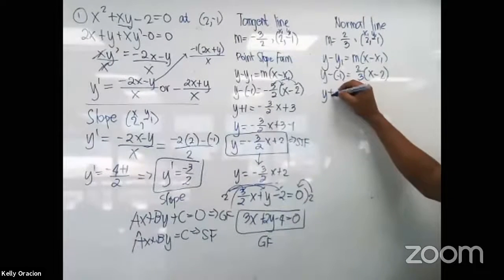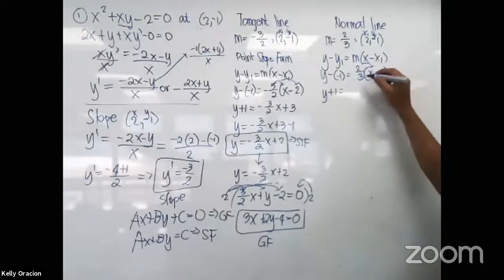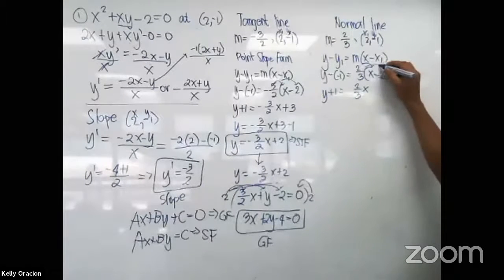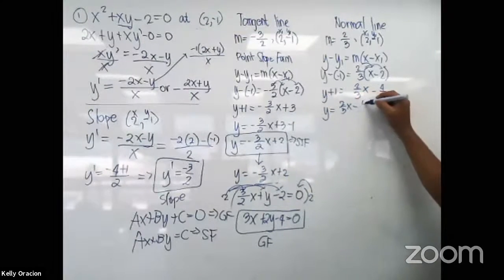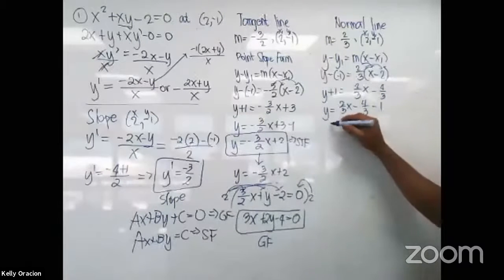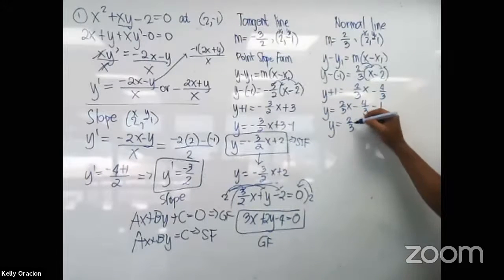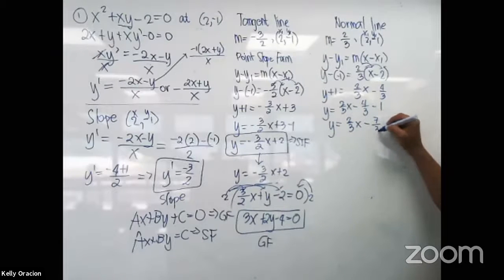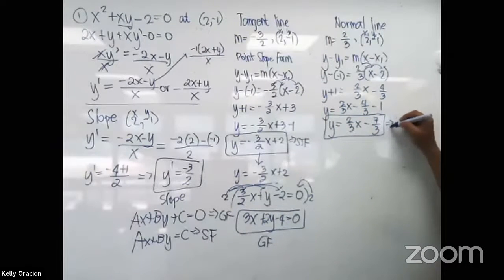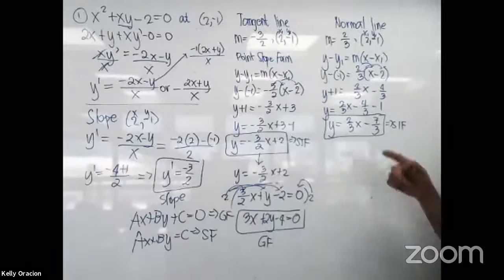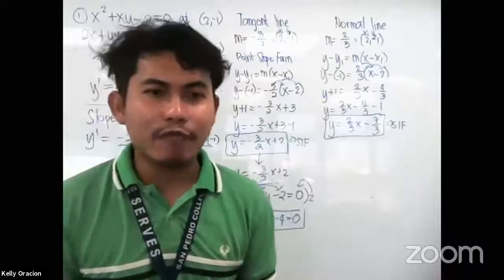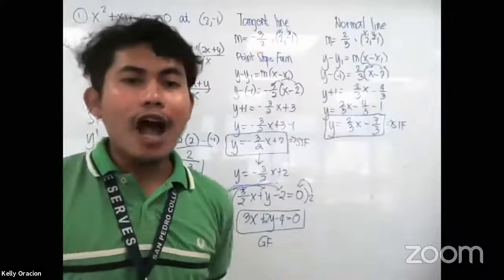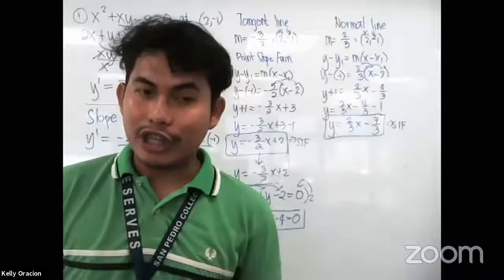So y plus 1, distribute, 2/3 x minus 4/3. So combine like terms, 2/3 x minus 4/3 minus 1. So you have y is equal to 2/3 x minus 7/3. Okay? Ito na yung sagot. Pero yung sagot natin dito, naka-slope intercept form siya.